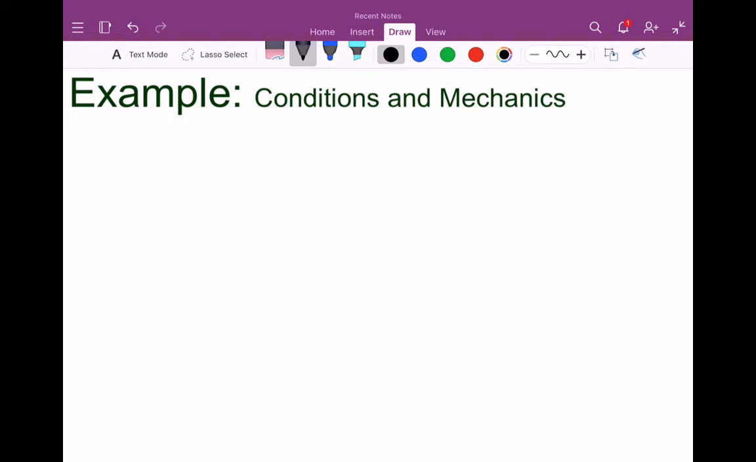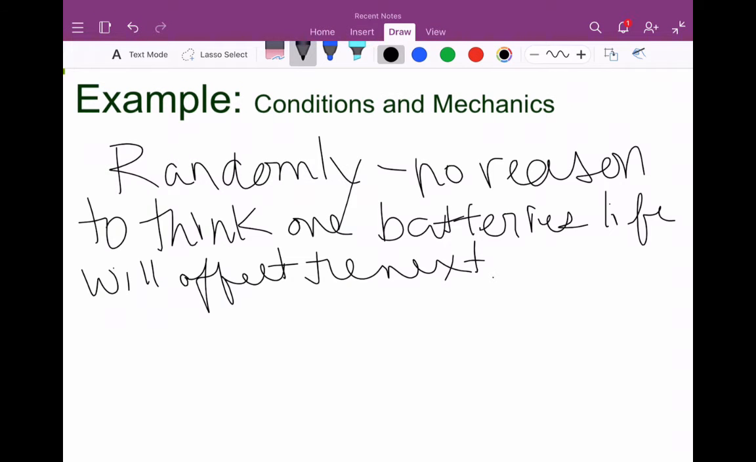So the first thing that we have to do for this example is to check our assumptions and conditions. So we first need to check that the data is collected randomly. In this particular case, it doesn't state that they're random, but there's no reason to believe that one battery's life will affect the next battery's life. So we would be okay with the independence assumption.